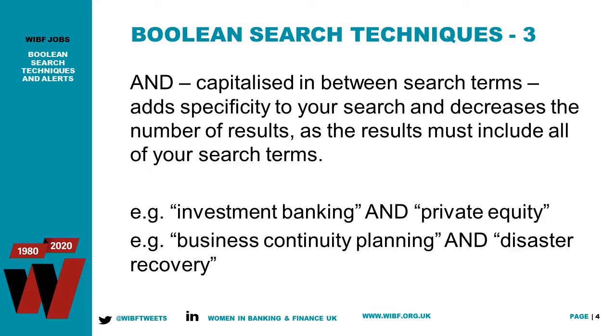Rule number 3 is the potential use of the word AND, again capitalized, so that it's recognized by the search engine as a command word. Now, AND again will be used between different search terms, but this time instead it will narrow down the number of search results that you receive because you're being that much more specific about exactly what you're willing to accept in your search results. Give me this and this, as opposed to the previous example, that or that.